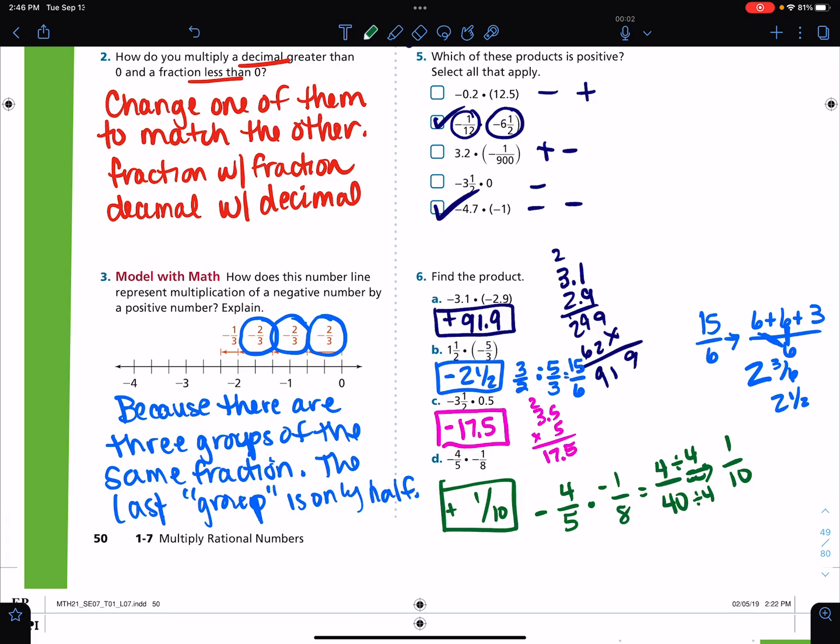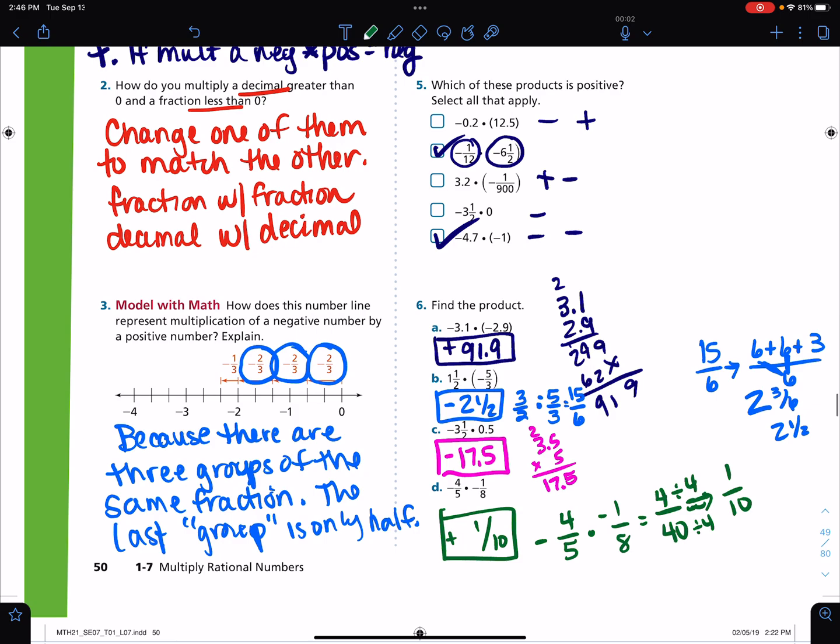Hallelujah. We are done. Hopefully it will stop. Okay, I don't know why it's not stopping, but it should be.